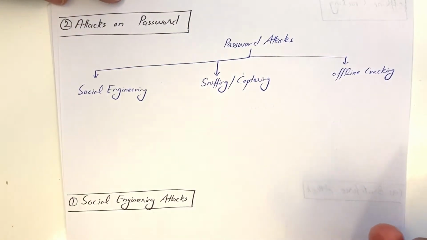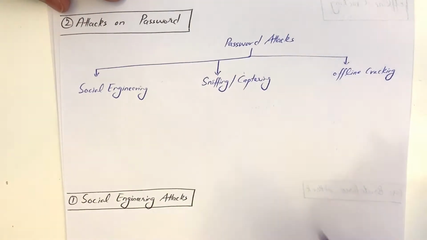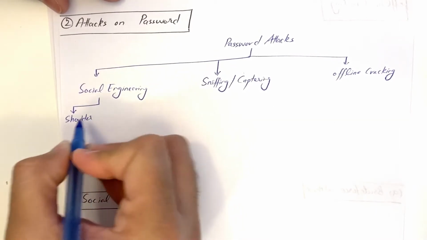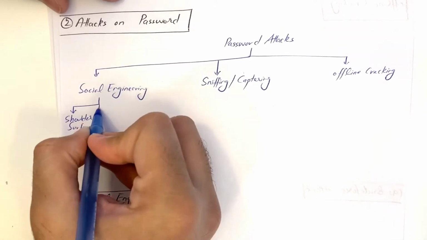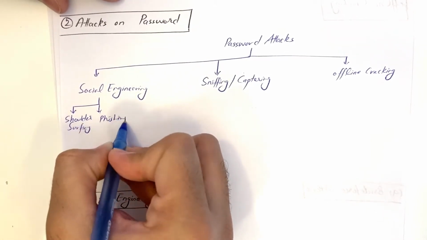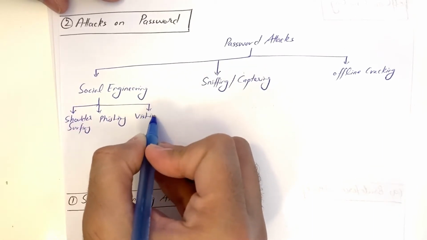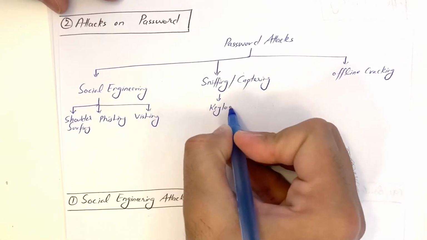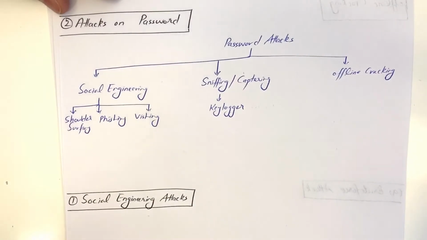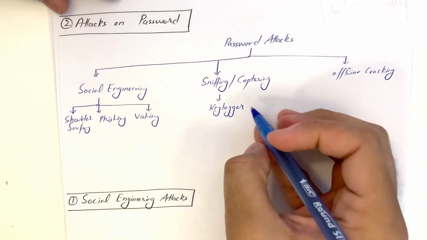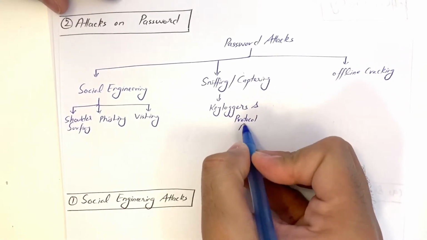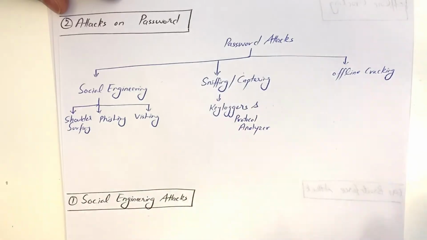Social engineering, as we already talked about, tricks people to get their information, and there are plenty of ways to do that, like shoulder surfing, which we talked about, phishing, vishing, dumpster diving, etc. For sniffing, people use keyloggers, which you might have seen in lab 3. If not, then you will see it in lab 3. Keyloggers and protocol analyzers, like Wireshark, where they actually sniff the packets.